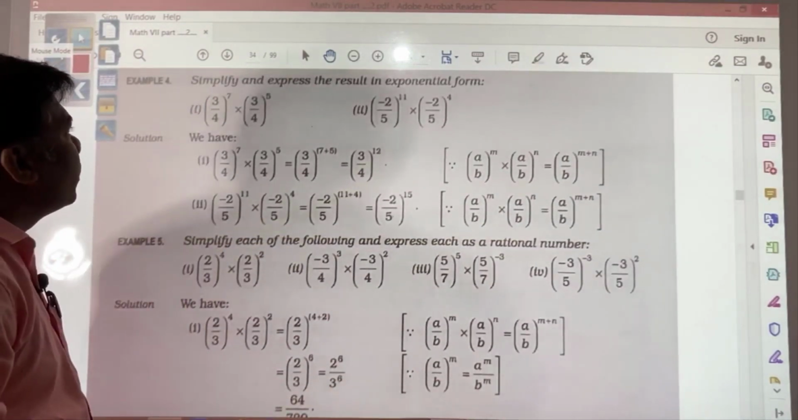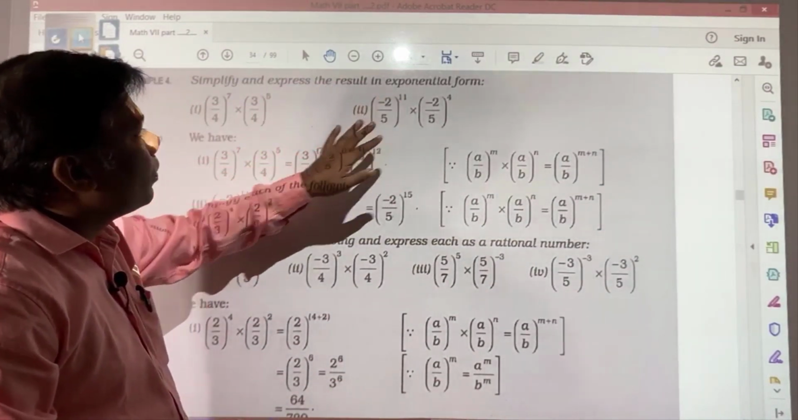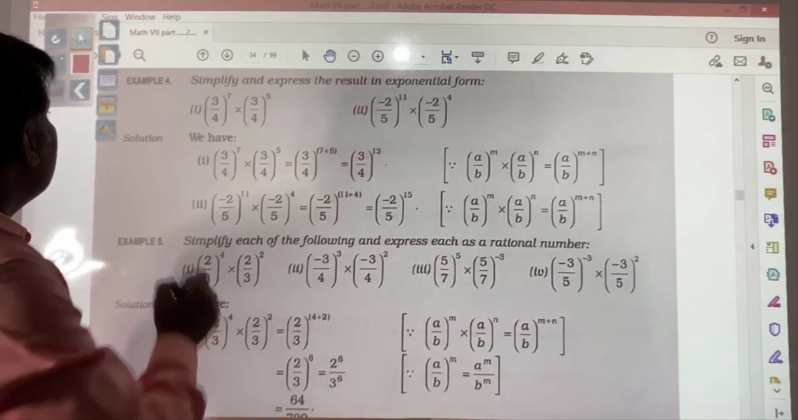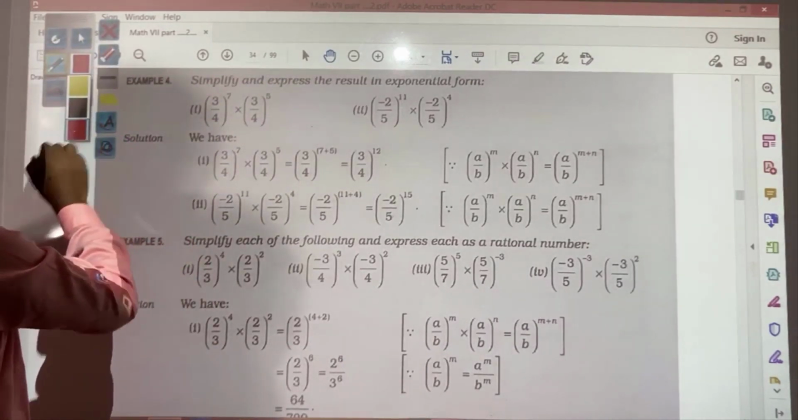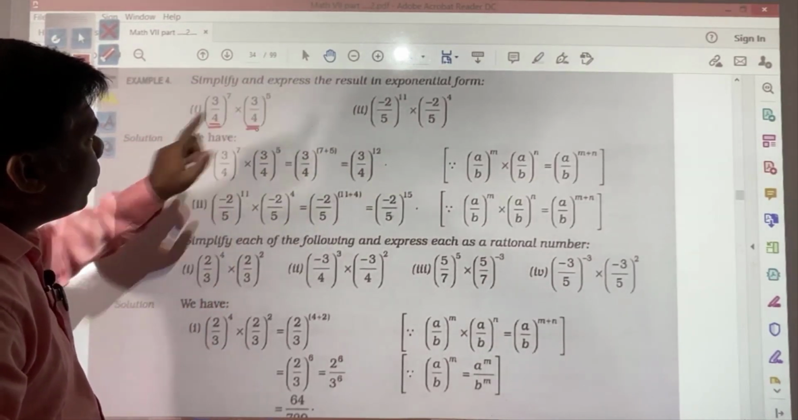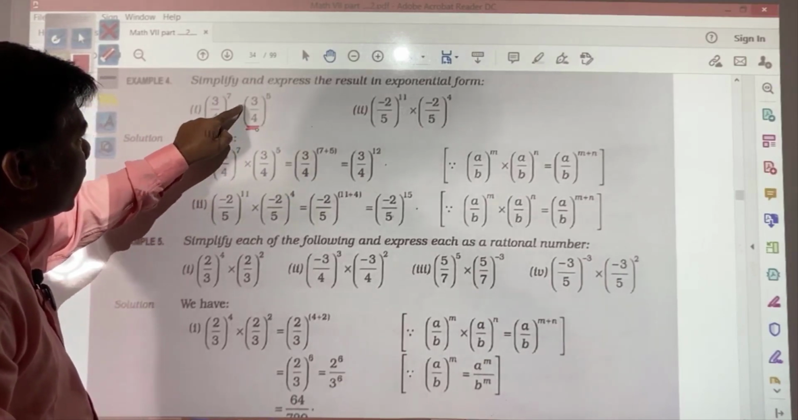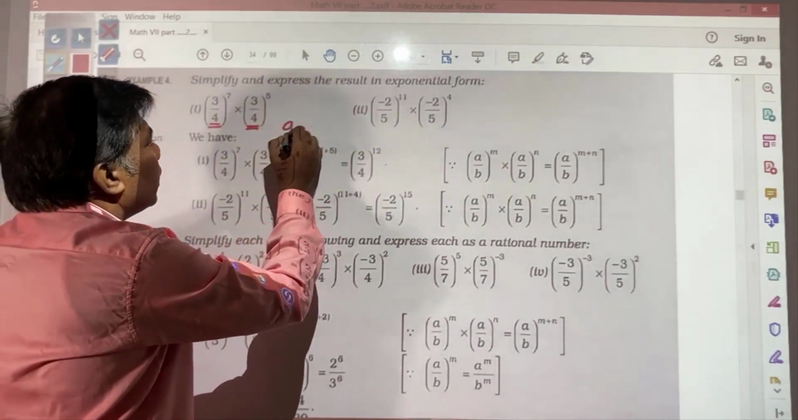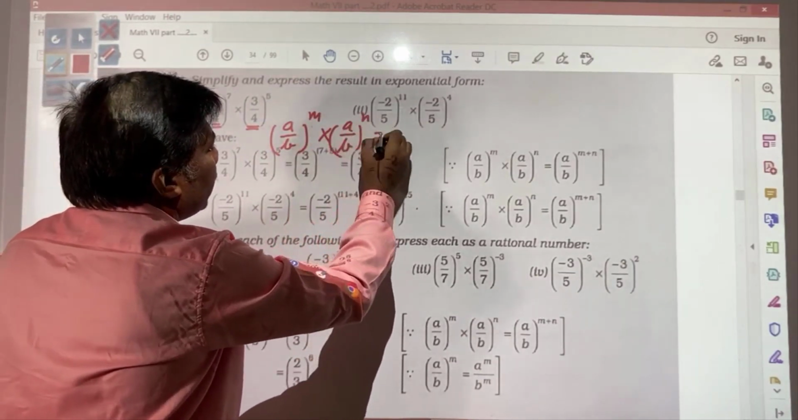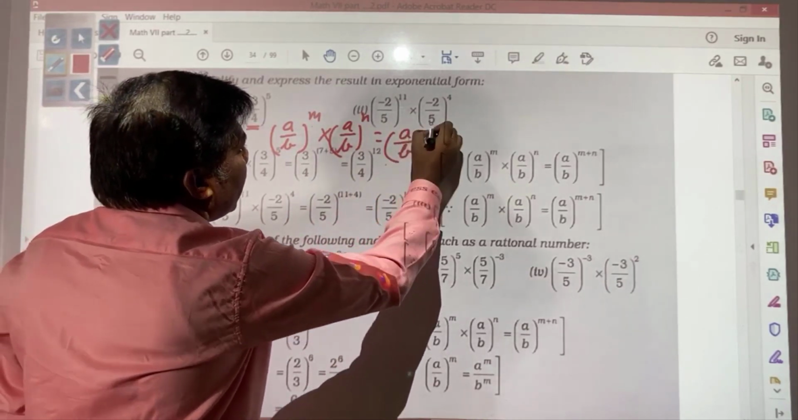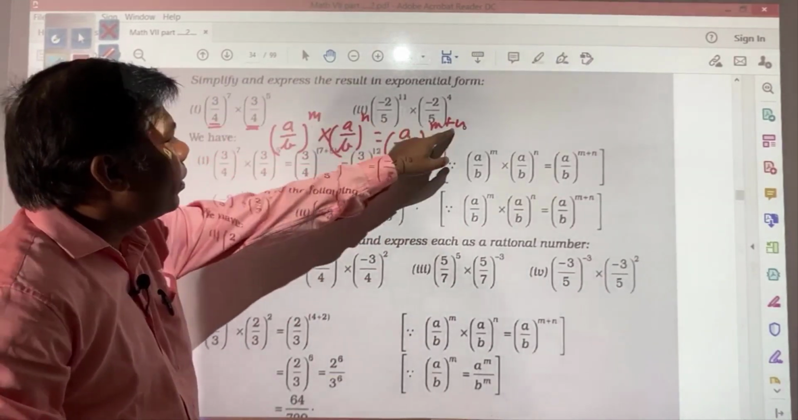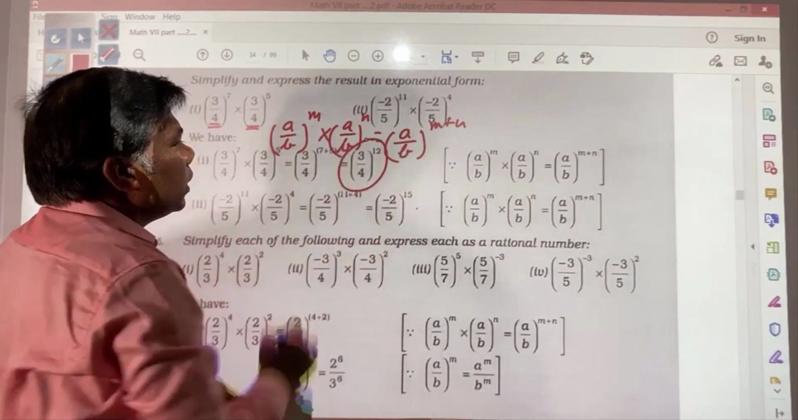Then some examples you see. Simplify and express the result in exponential form. Suppose (3/4)^7 into (3/4)^5. So easy it is. Here you see the base is equal, 3/4, 3/4. The powers are different and a multiplication sign is there. Your formula will be applied: (a/b)^m into (a/b)^n will be (a/b)^(m+n). It means (3/4)^(7+5), and that will be (3/4)^12, and this will be your answer.